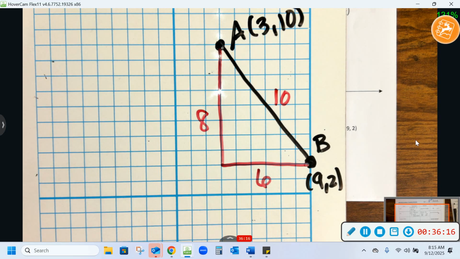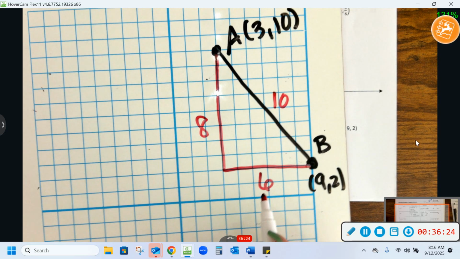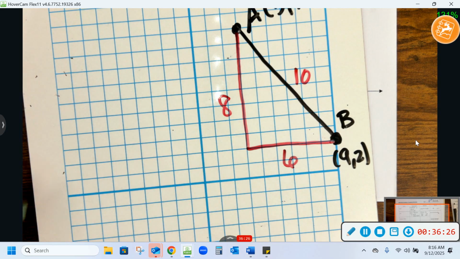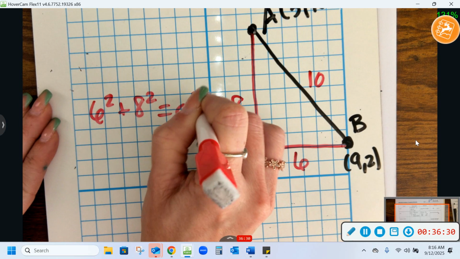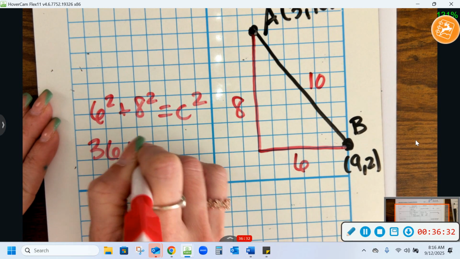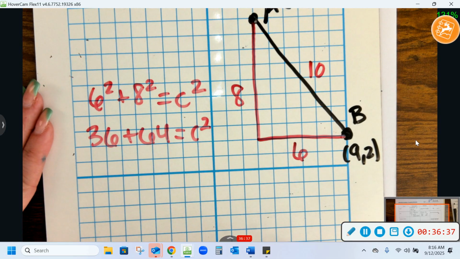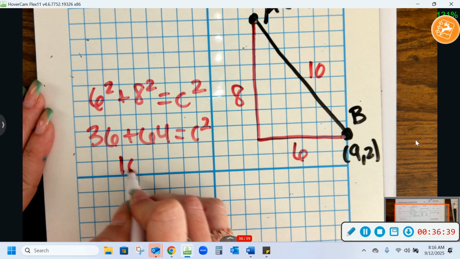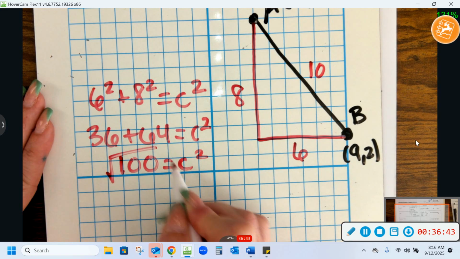Yes. When we gonna finish the math? I'm going to make a plan for that. I'm not worried about it right now. All right. Just in case, though, let's write it out. 6 squared plus 8 squared equals c squared. 36 plus 64 equals c squared. We're proving it. This is how we're proving it's true. 100 equals c squared. Then I would square root both sides.